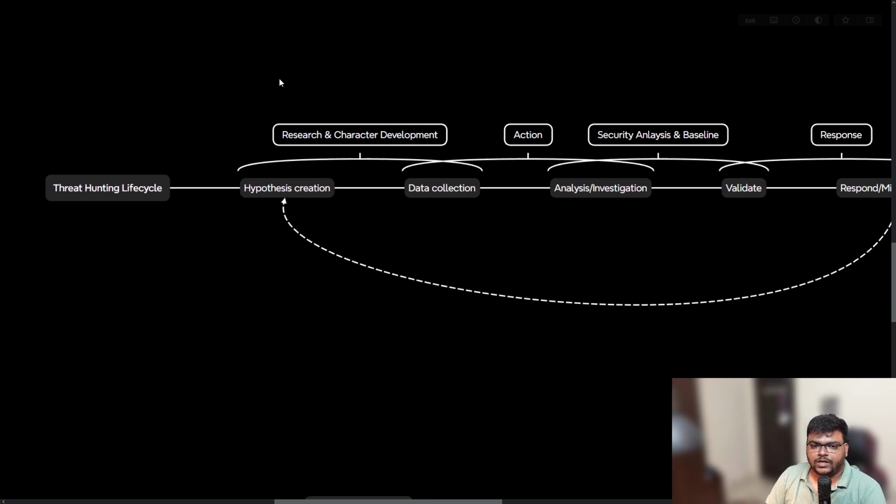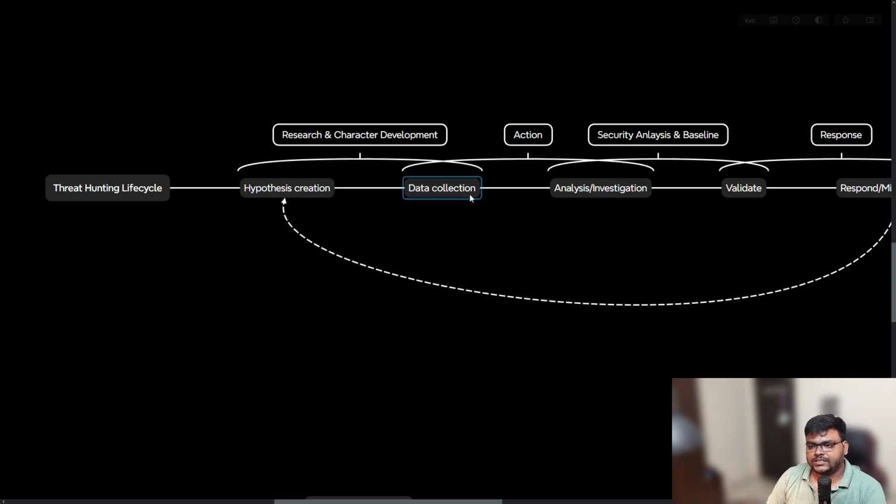But to iterate on the same life cycle, you can understand that hypothesis creation and data collection are basically part of research and character development. So what you're doing is researching and developing some sort of character for that malicious behavior. You're giving it some character. You're actually carving out what the malicious behavior is. In this process, you are utmost focused on external intelligence, collection of data, processing of data, sorting and sifting through to understand what is there and what is not.